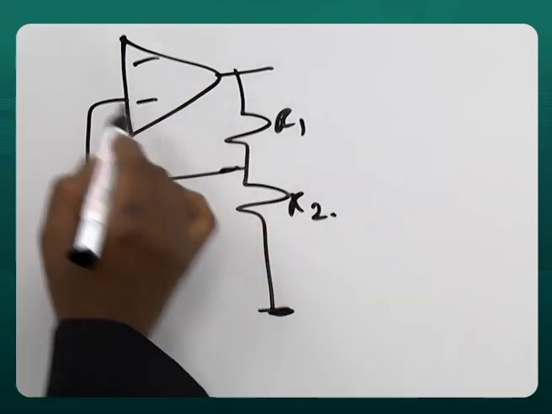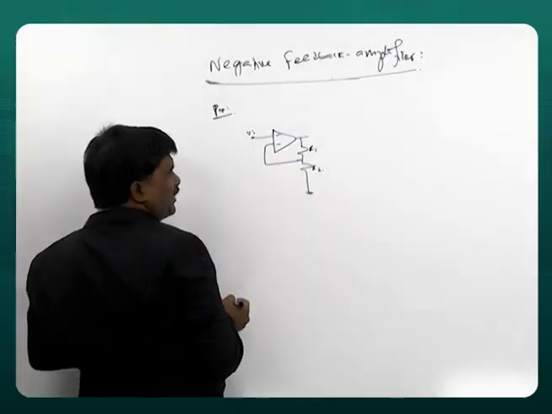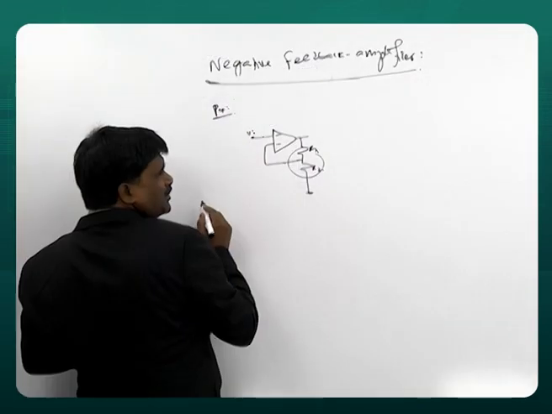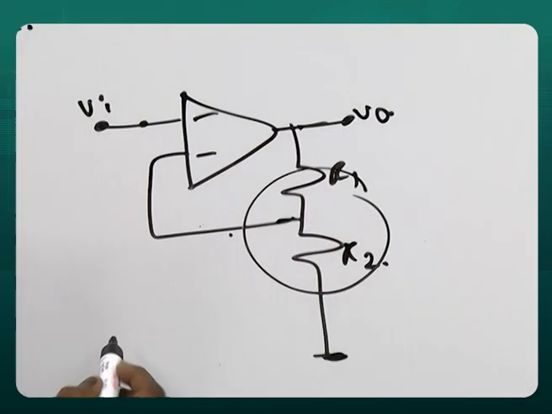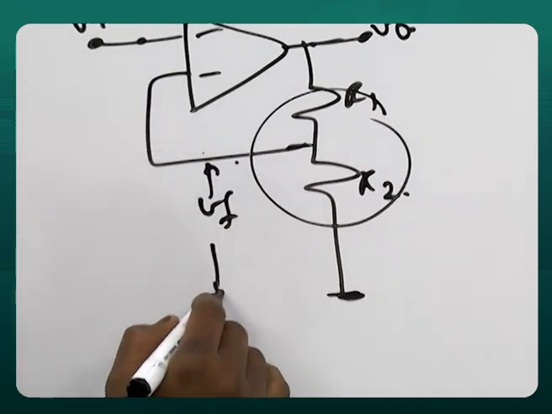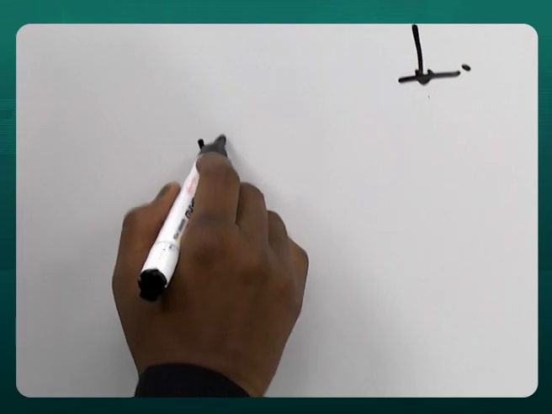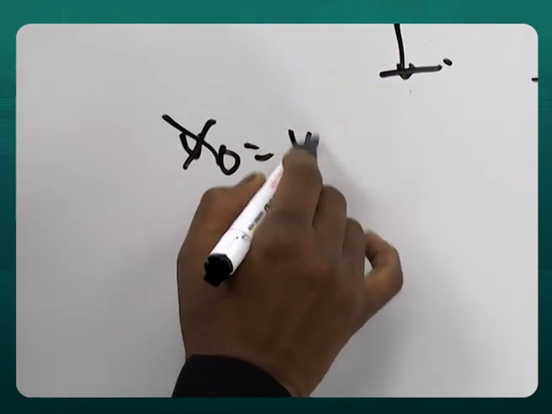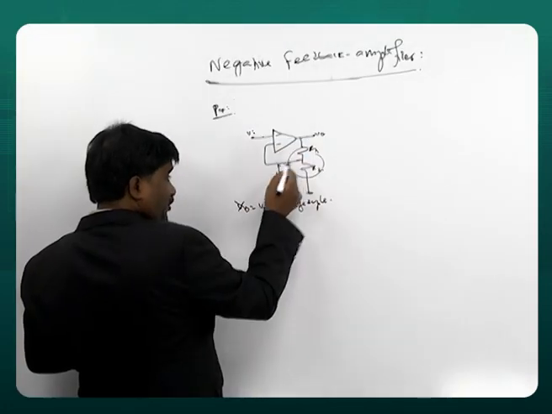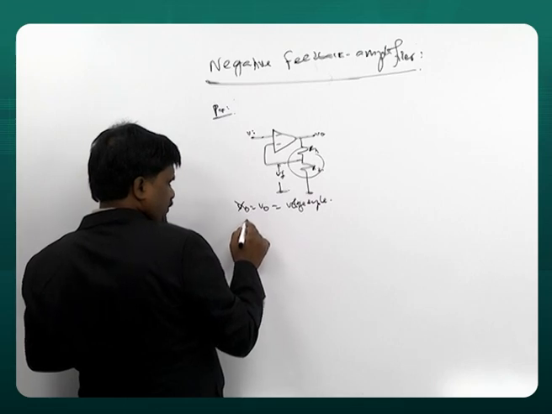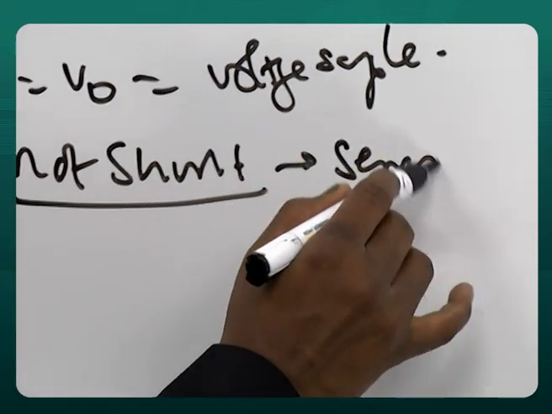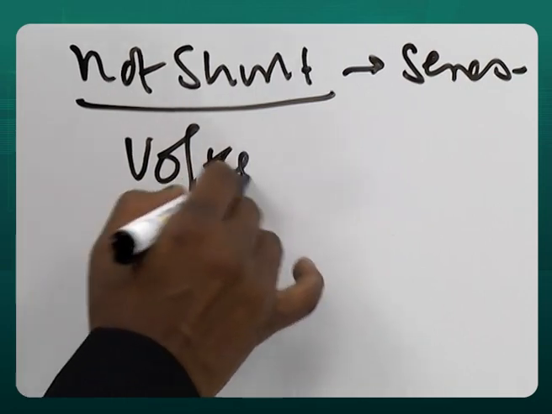R1, R2, Vi. What is this? This is a feedback. Is it given to signal point? No. Output is taken. So output is taken from voltage. So voltage sample. Input is not given to base. So not shunt. Not shunt means what? Series. So this is voltage series.